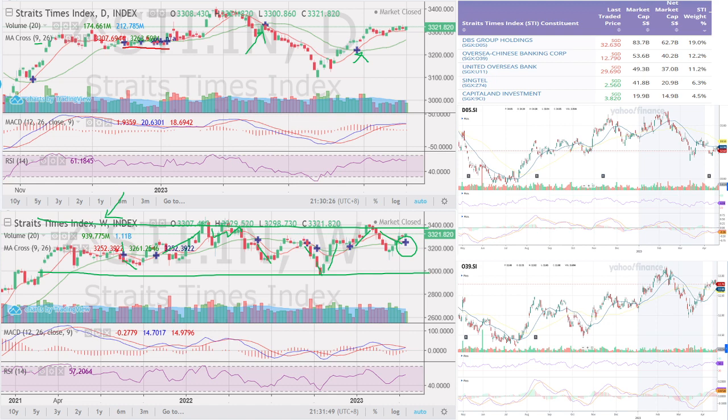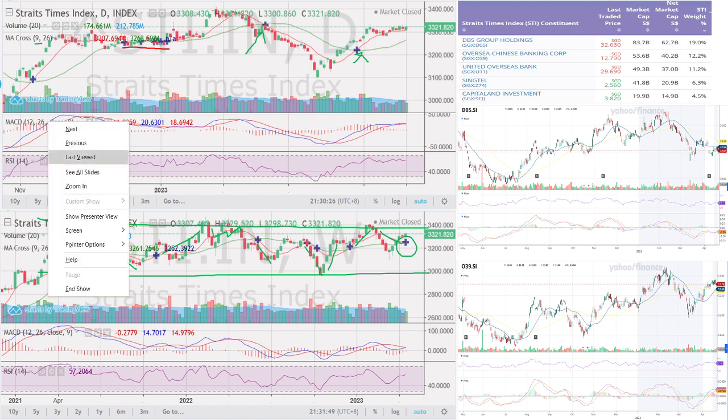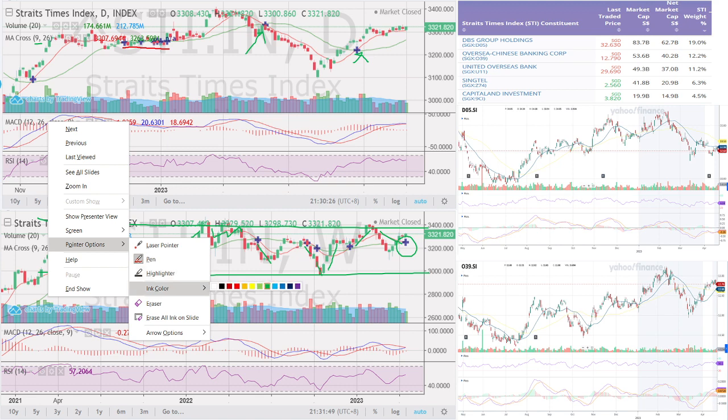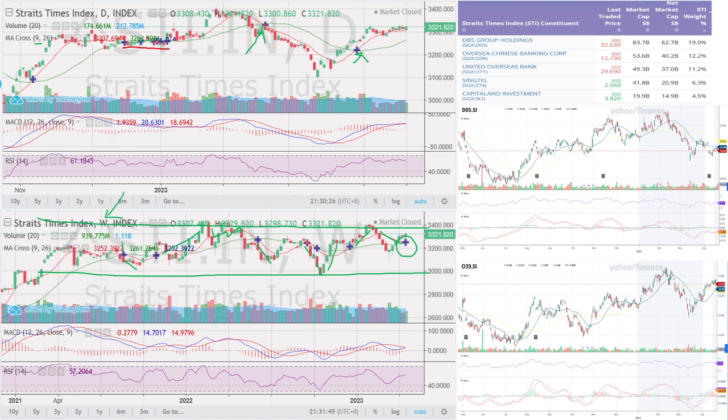Then of course, for STI, the summary we'll be talking about is perhaps it's better to be neutral. Right. Let's look into the two components, the bank stocks, predominantly DBS and OCBC. And this is in the day trend. So this is not in the week, but in the day trend.